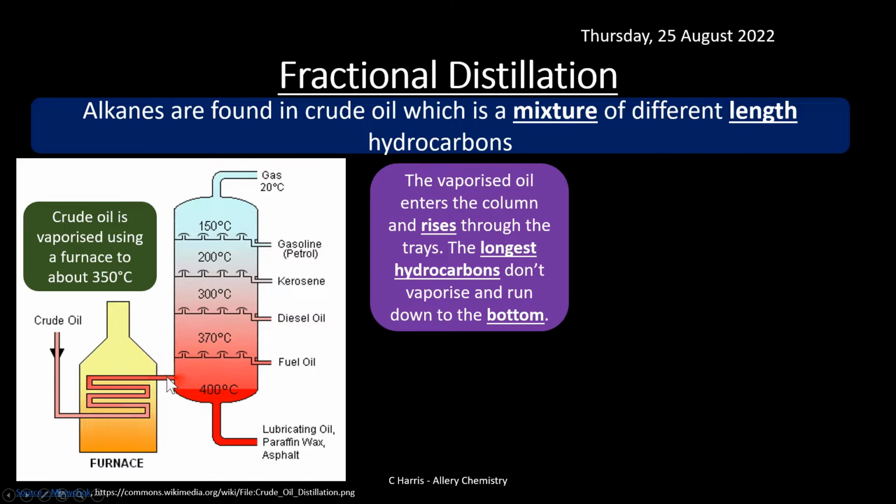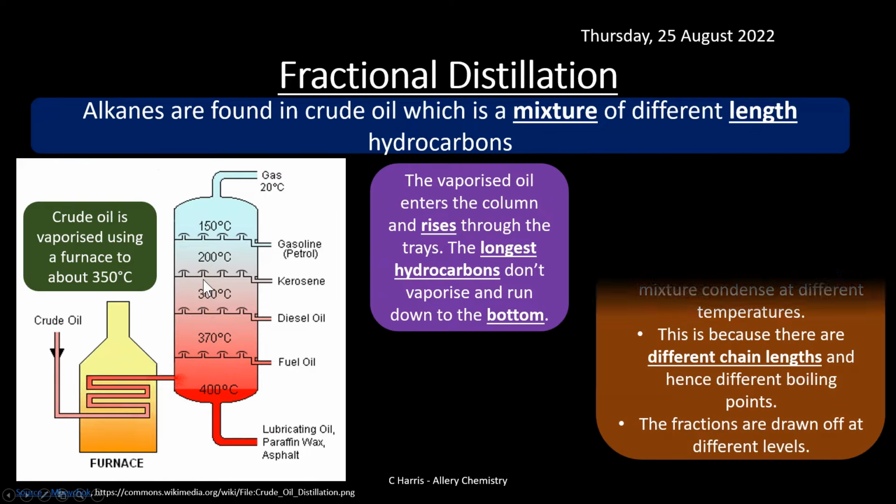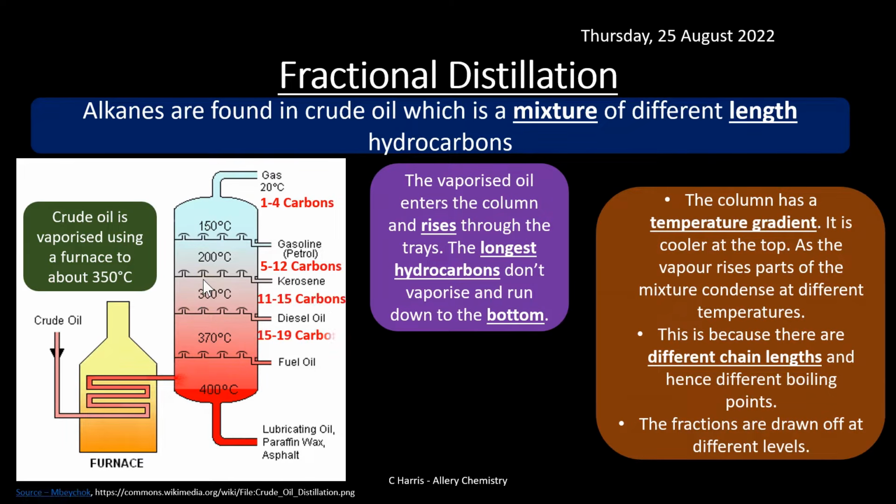Anything which is a gas will rise upwards, up through the column. Now, the column has a temperature gradient, so you can see it's getting cooler as we get to the top. And as the vapor rises, parts of the mixture condense at different temperatures. Depending on when the gas condenses back into a liquid and at what temperature it does that will depend on which tray it will sit at, basically.